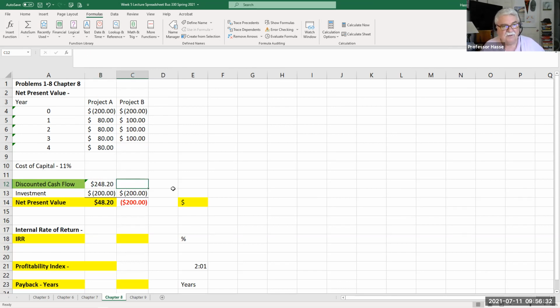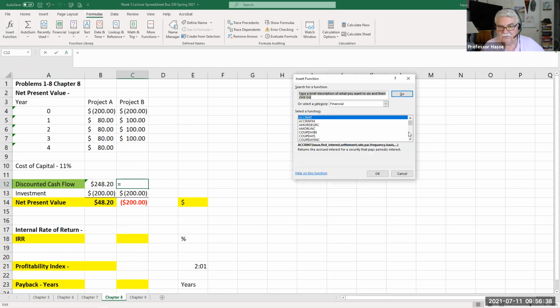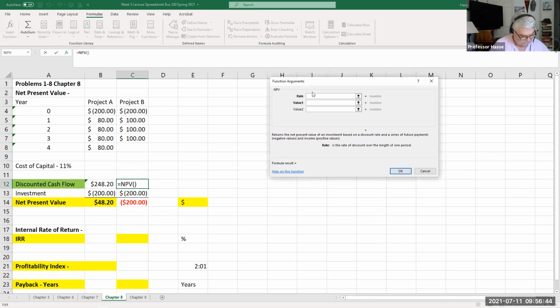Let's do the same thing here for project B. Function, formula, financial, net present value. Rate again is 11%. Our values here now are in column C, 1, 2, 3.